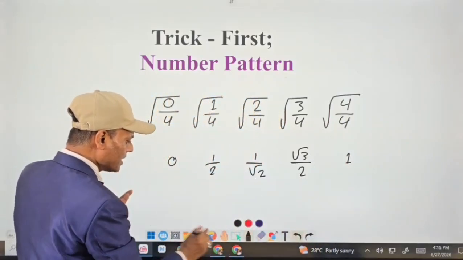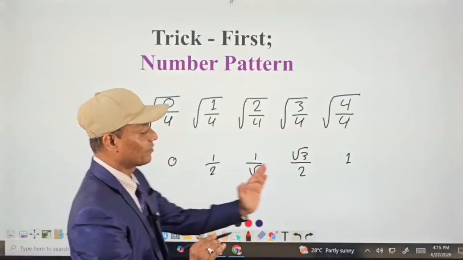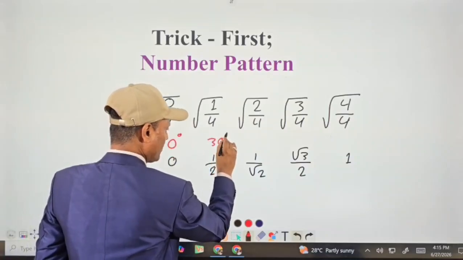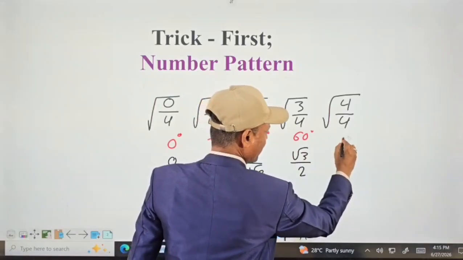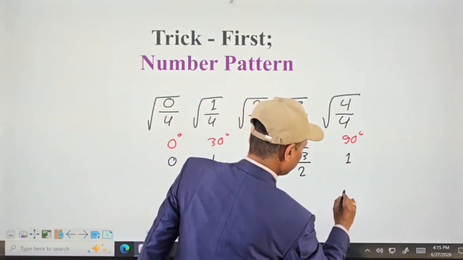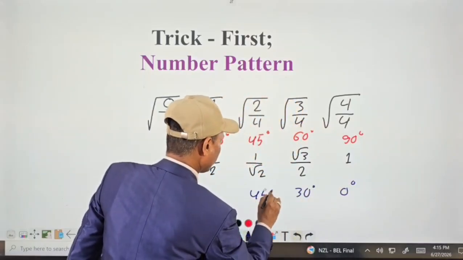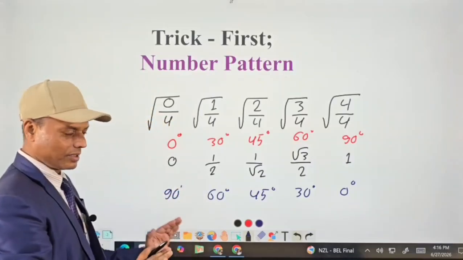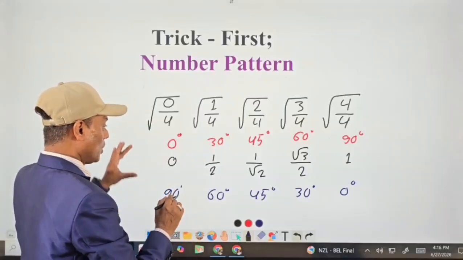Okay. Now write 0 degree to 90 degree from left to right and from right to left as well. Here 0 degree, 30 degree, 45 degree, 60 degree and 90 degree. Similarly from here also 0 degree, 30 degree, 45 degree, 60 degree and 90 degree. Now it's ready to remember the values of sine and cosine.